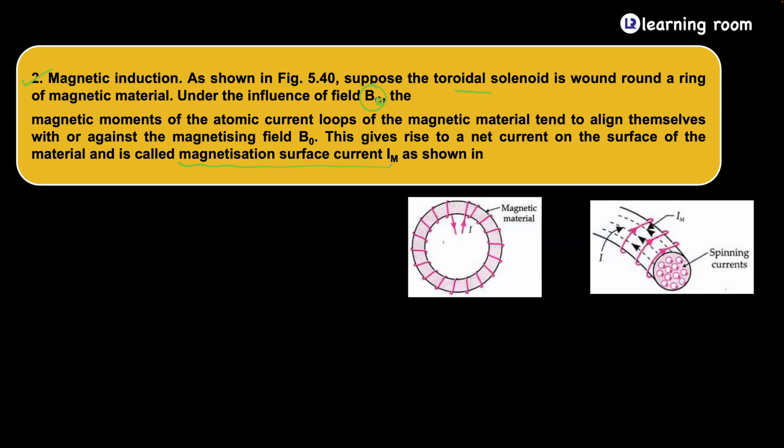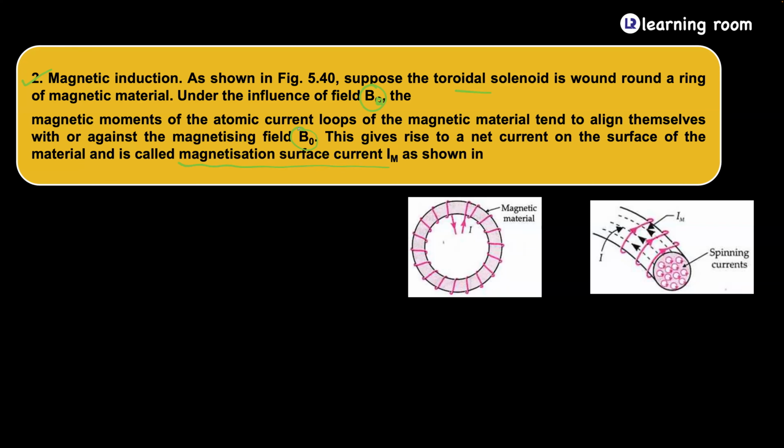So what is going to happen here? Due to the current that is already passing within the material, this current I is given by us. We connected it to a potential source, and because of that current I, a magnetic field B naught got generated, which is mu naught into N into I. And due to this magnetic field, what got induced inside the magnetic material? It is B. Along with that, there is a current called the magnetization surface current that has got generated in the material.